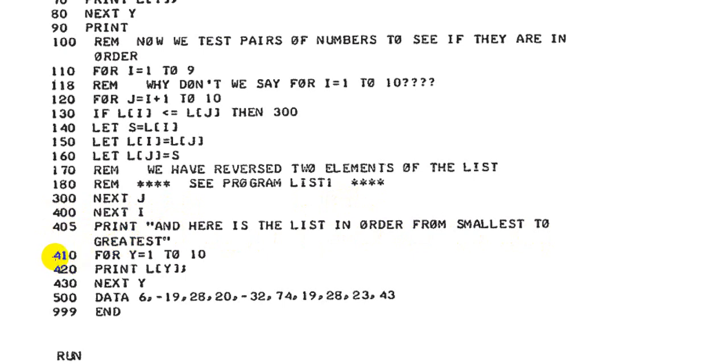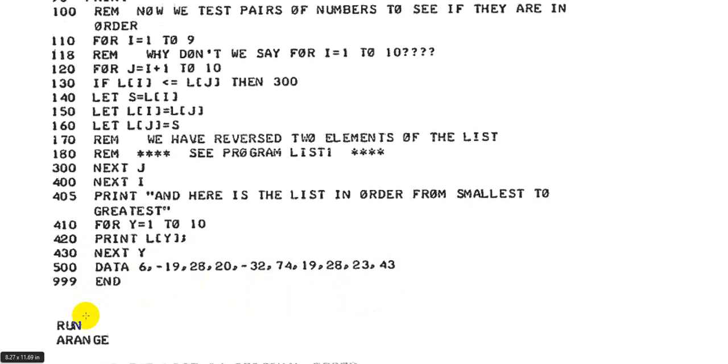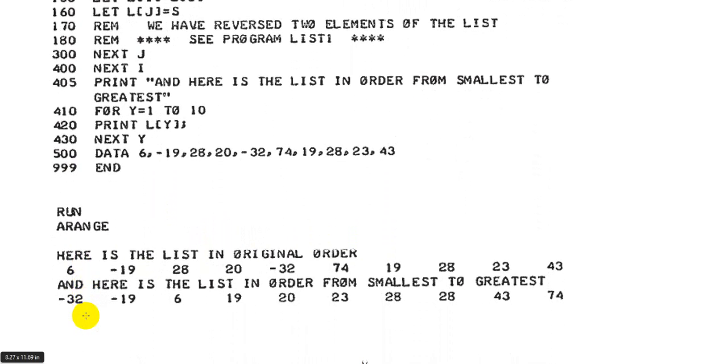Exactly as you can see, the 410th step is for Y equals 1 to 10. 420 print L(Y), comma. 430 next Y. 500 data 6, 19, 28, 20, 32, 74, 32, 74, 19, 28, 23, 40, 43. 999 end, and then run an execution for the entire activity implementation. Here is the list ordered as usual.